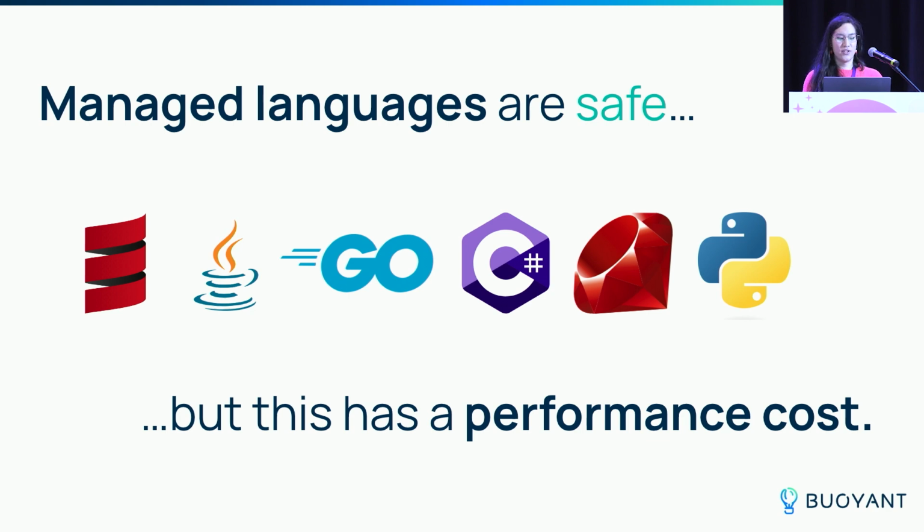You can use Scala, you can use Java, Go, C#, Ruby, Python, any language that has this runtime that checks these memory safety things as the program's running, and does things like bounds checking and making sure that the memory you're accessing is valid. But doing those kinds of memory safety checks at runtime has a performance cost, right? There's always some overhead associated with that runtime.